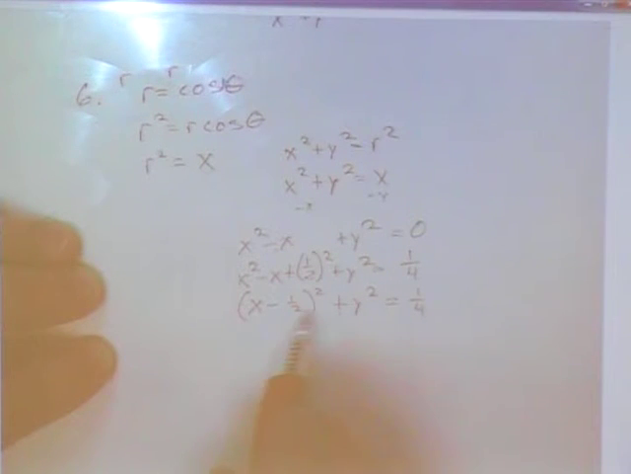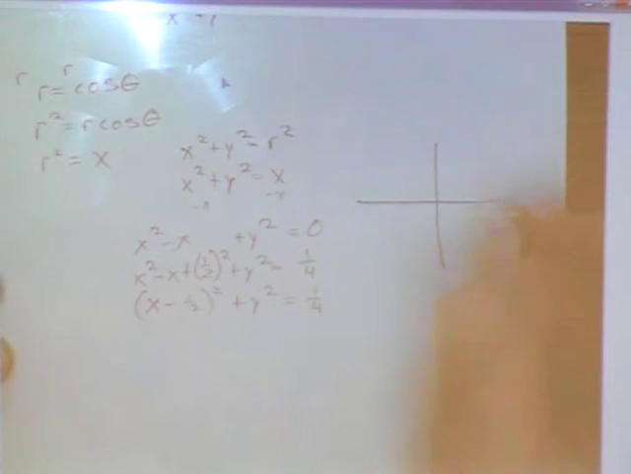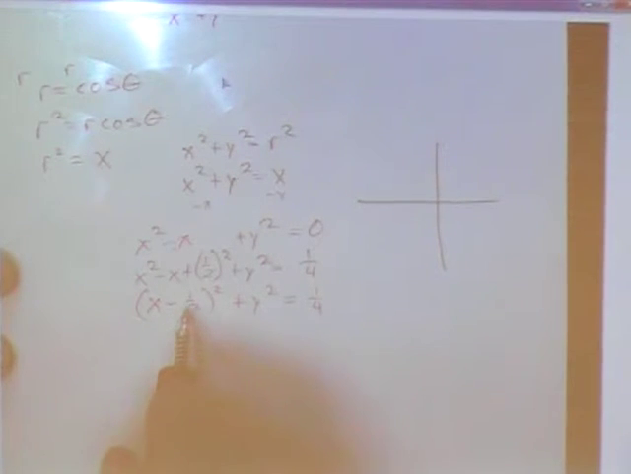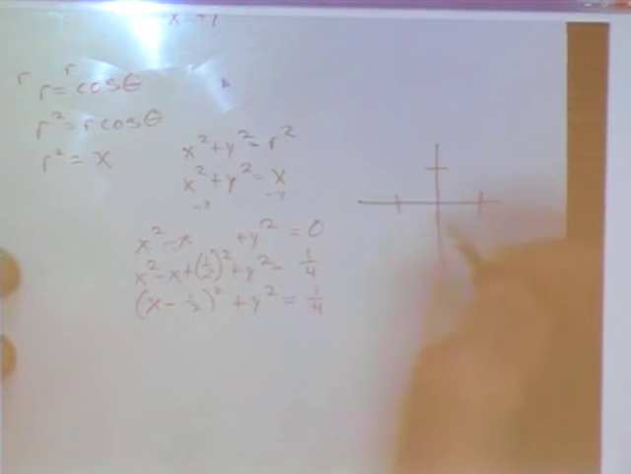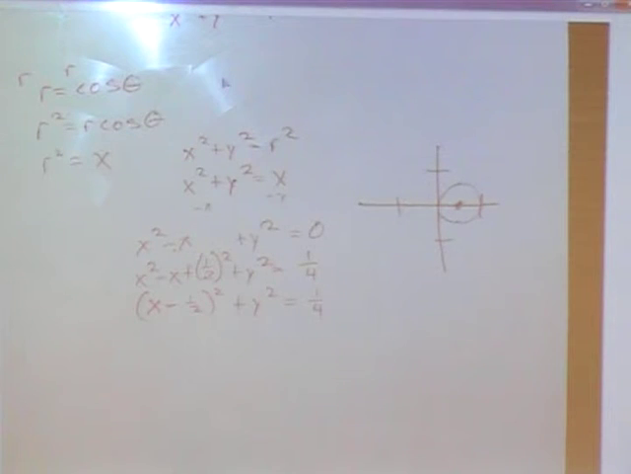So this is a circle with the center at 1/2, 0. So if I make these 1s, there's 1/2, 0. My radius, this is r squared, so r is just 1/2. The square root of 1/4 is 1/2. So my radius is 1/2. So it's a very tiny circle. That's all we needed to do. Alright? Any questions on that?